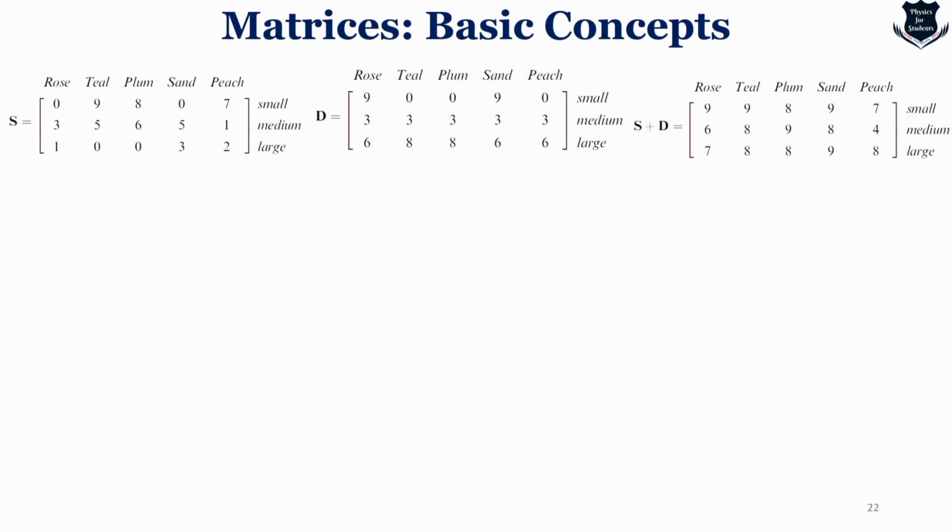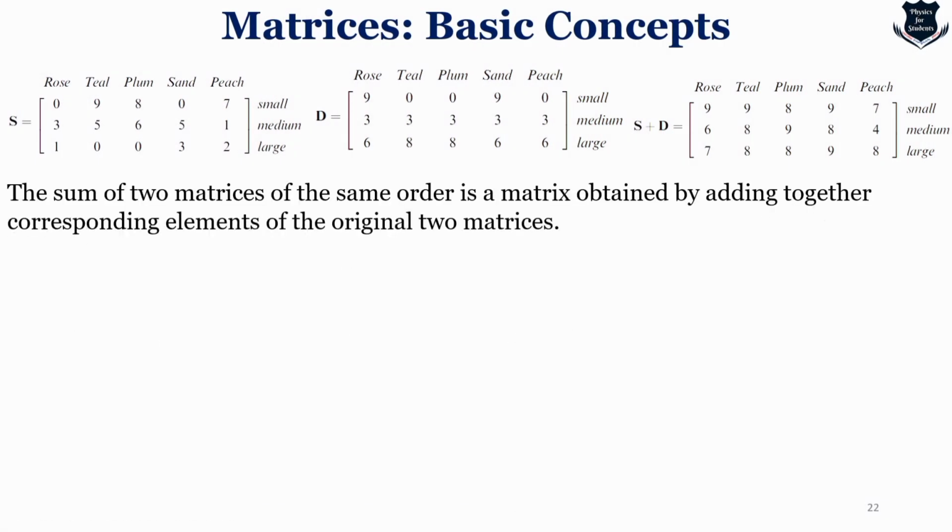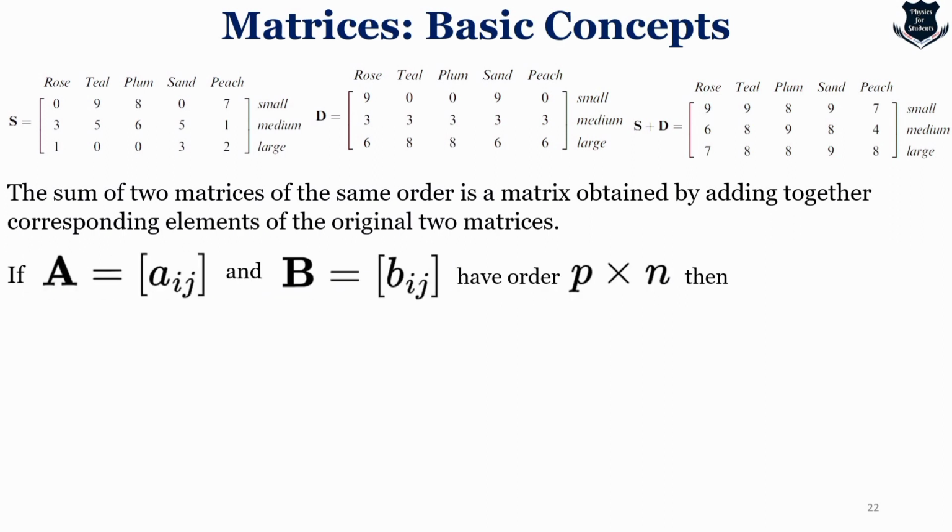Once we get this kind of a matrix, we say that the sum of two matrices of the same order is a matrix obtained by adding together corresponding elements of the two matrices. For example, if A sub ij and B sub ij have order p by n, then A plus B equals A sub ij plus B sub ij. I have not mentioned it, but you understand that i goes from 1, 2, 3 up to p, and j goes from 1, 2, 3 up to n.